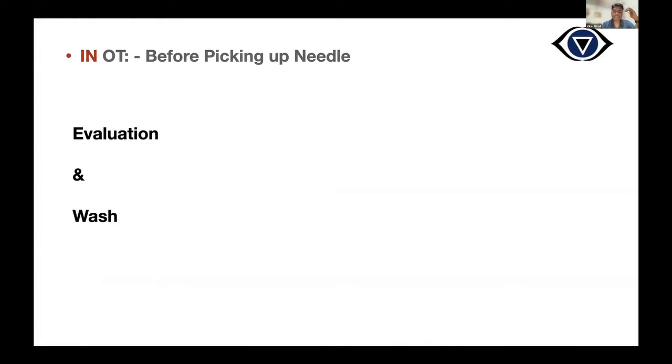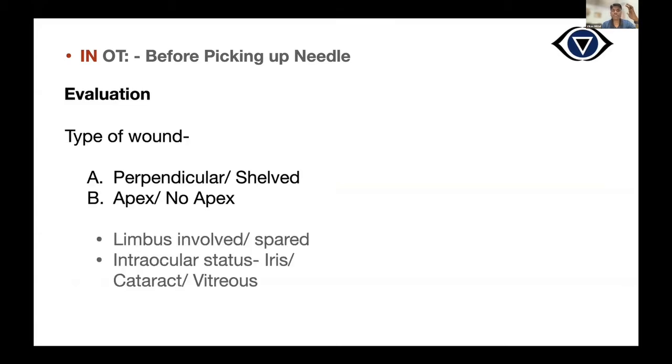Evaluate, why? Because as I said, in the slit lamp, sometimes you are not sure what the extent of the tear is. Sometimes it looks like the limbus is not involved, but when you evaluate, it looks like the limbus is actually involved. So evaluation is extremely important to see the extent of the wound and the type of wound. Is there anything else? All those things you need to evaluate.